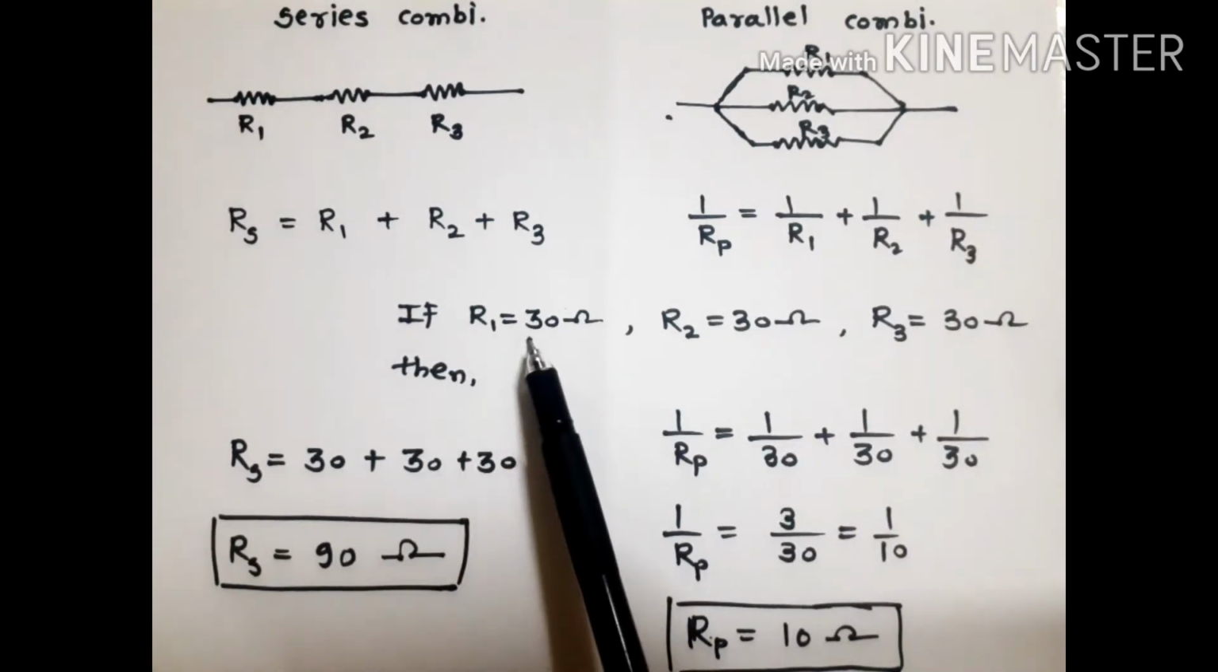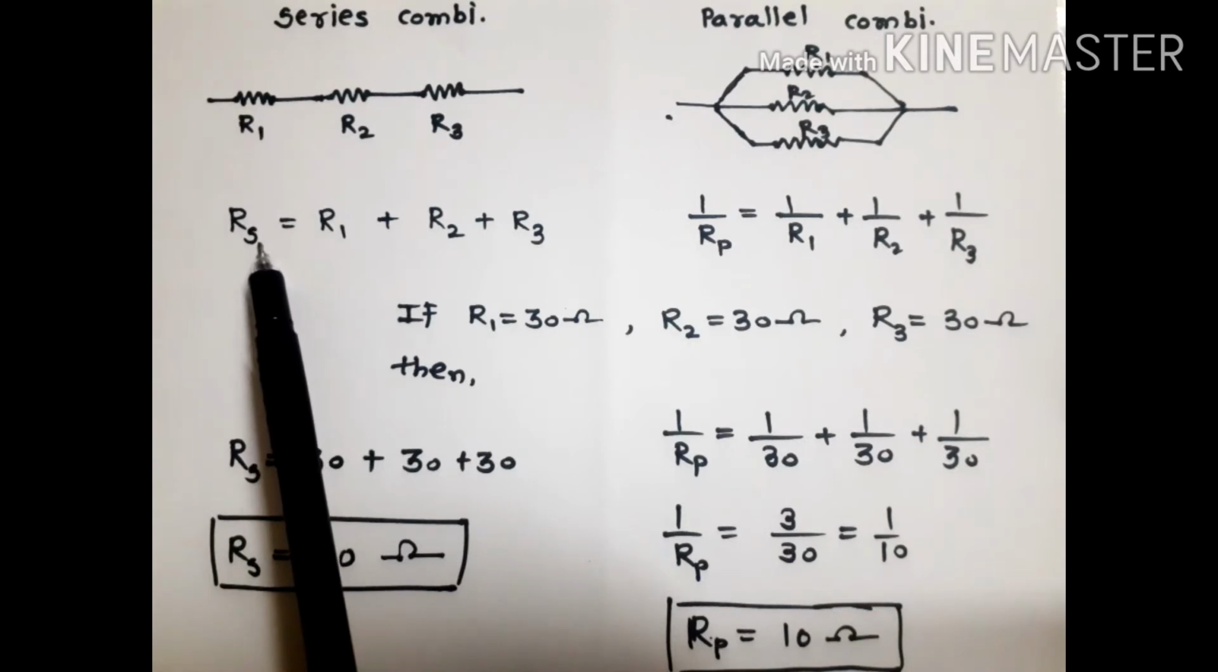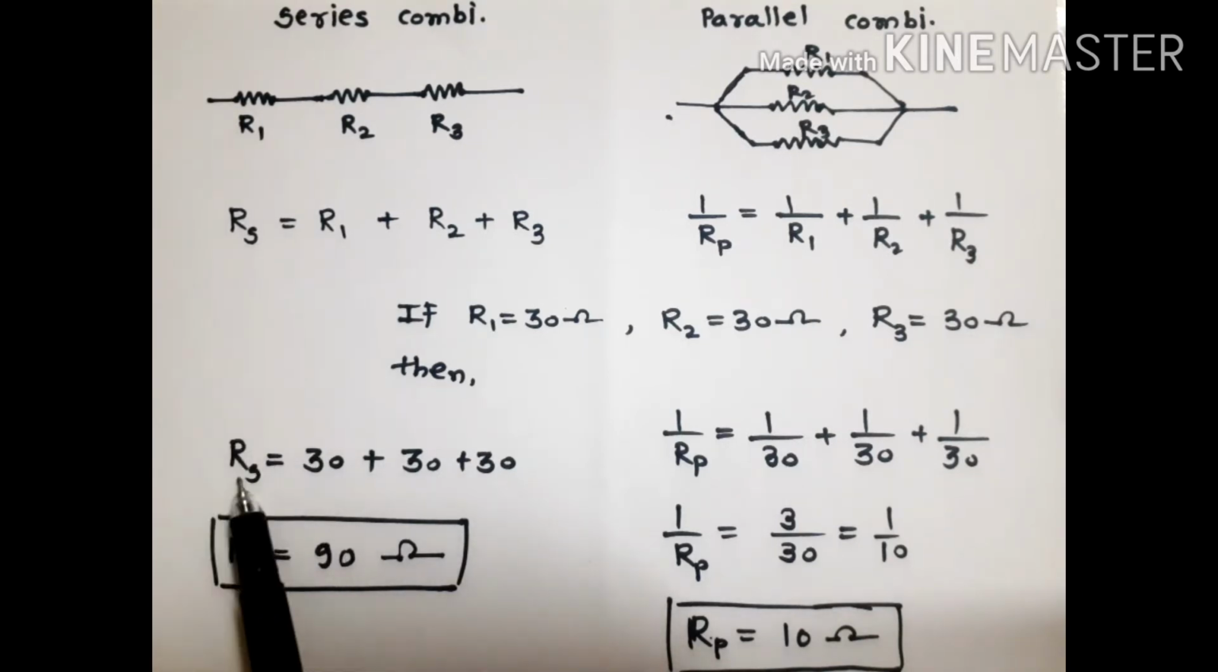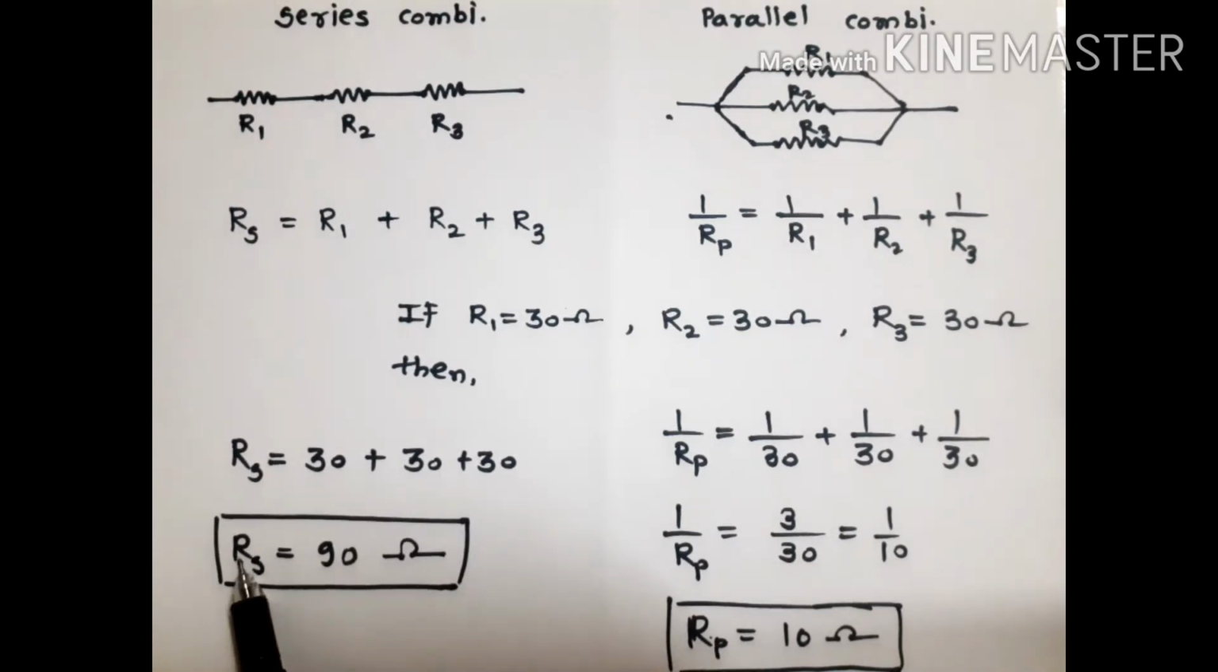If R1 is equal to R2 is equal to R3 is equal to 30 ohm, all the resistors having the value 30 ohm, then by using these formulas we are able to calculate the equivalent resistances. First of all, concentrate on the series formula. The equivalent resistance of the series combination is equal to 30 plus 30 plus 30. Addition, it becomes 90 ohm. The effective resistance of the series combination is 90 ohm.